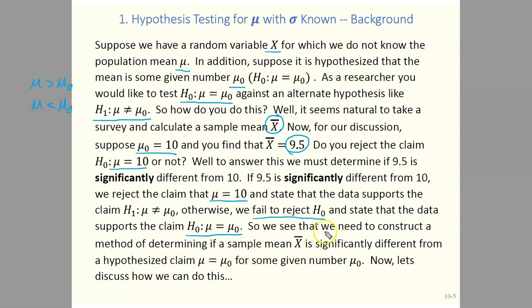So we see that in order to perform hypothesis testing, what we really need to do is to find a method to determine if our sample mean is significantly different from the hypothesized mean of mu naught for some given number, mu naught. Now we can develop a technique to do this.